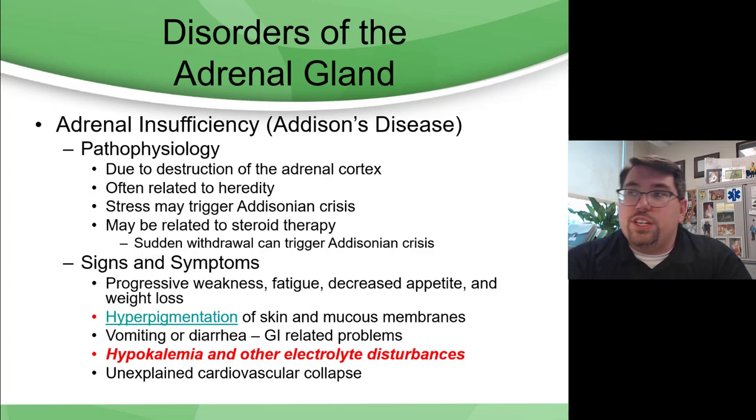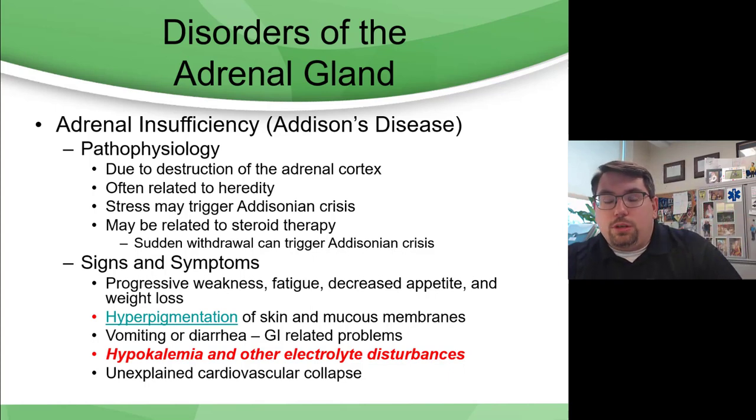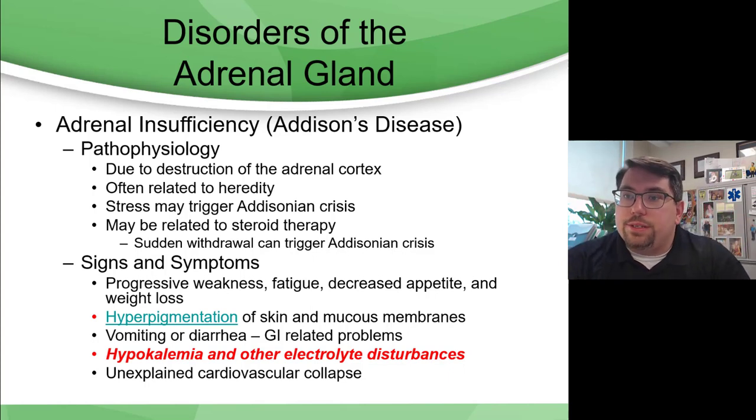Now, for adrenal insufficiency, we have Addison's disease. The pathophysiology of this really has to do with the breakdown and destruction of the adrenal cortex. It's going to be related again to heredity, and stress will oftentimes trigger an Addison's crisis. Most of these are again going to be related to steroid therapy. For example, maybe they've been taken off of it and they get a sudden withdrawal. Well, that can cause an Addison's-like crisis.